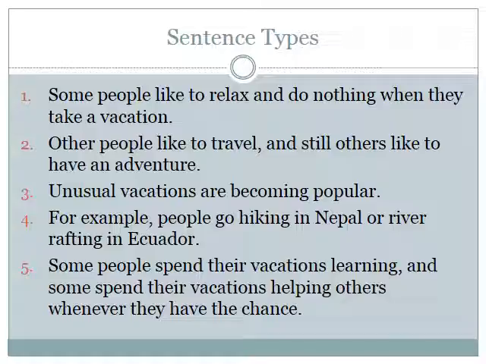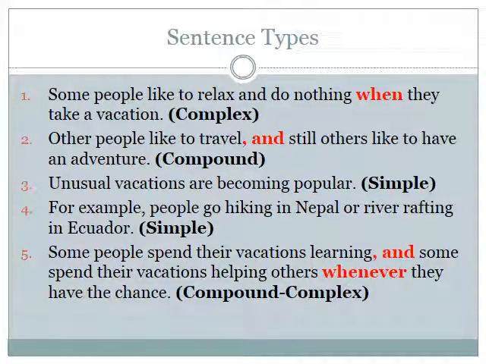So take a second to read these ones, and then you can pause the video to read through these. And then go ahead and restart, and I'll go through each one of these. All right, so here's the answers. The first one is a complex sentence. It says, "Some people like to relax and do nothing when they take a vacation." So a complex sentence has an independent clause, which is "some people like to relax and do nothing," and a dependent clause, "when they take a vacation."